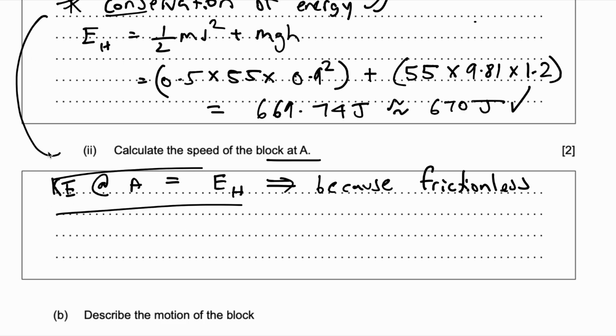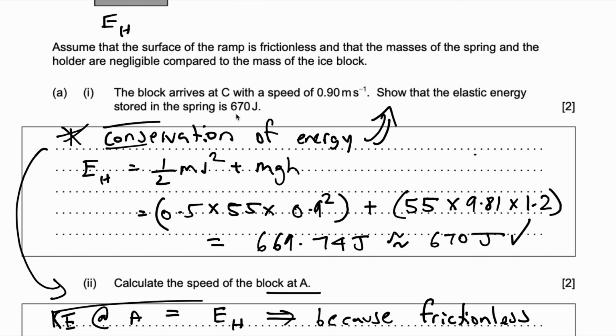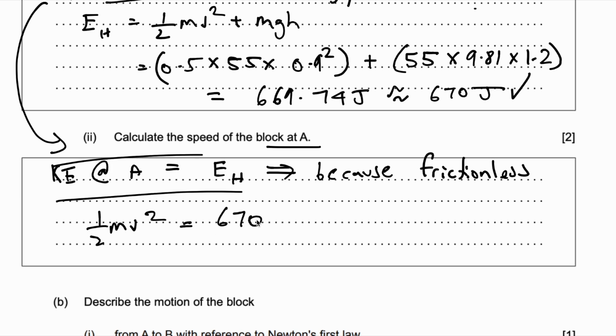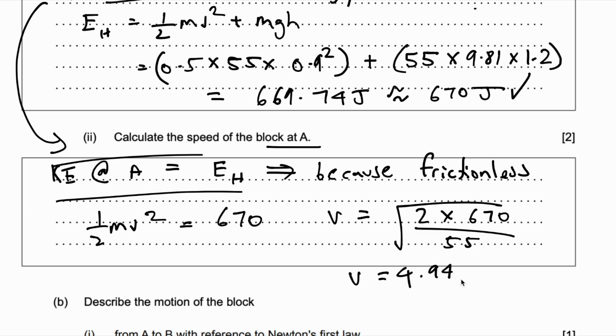Okay, so use the same idea here. Kinetic energy, half mv squared, must be equal to the total elastic energy, which we calculated to be about 670 joules. So we can solve for v. v is going to be equal to the square root of 2 times 670 over the mass of the block, 55. All I did there was some simple rearranging. So you get about 4.94 meters per second, which we can say is roughly 4.9 meters per second for the sake of simplicity.